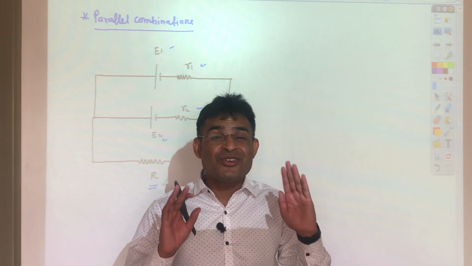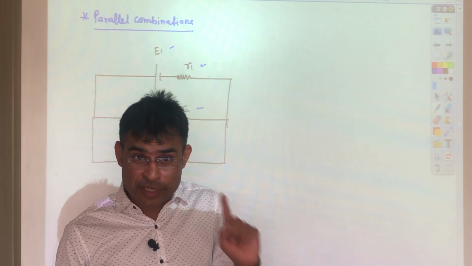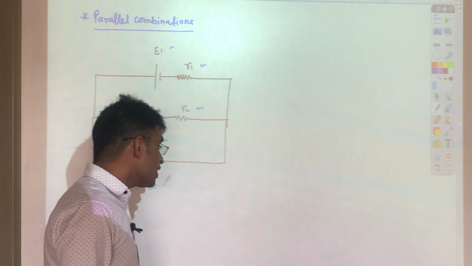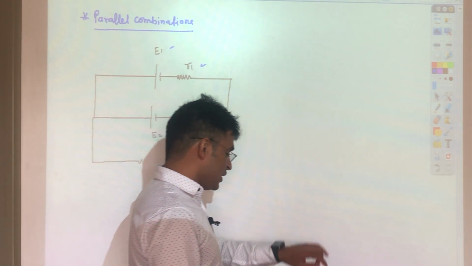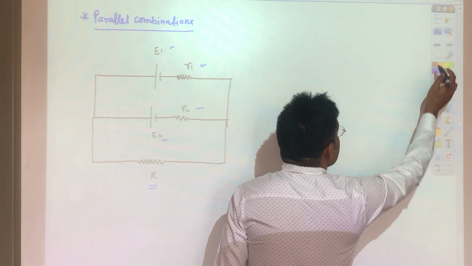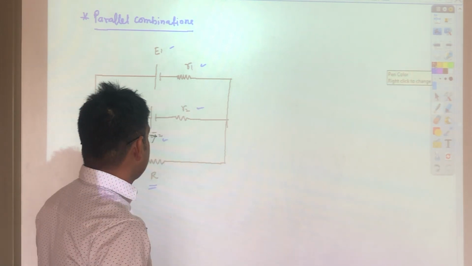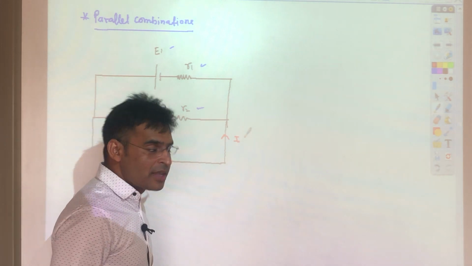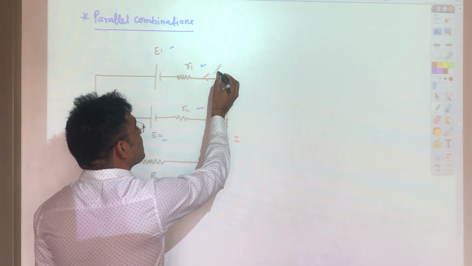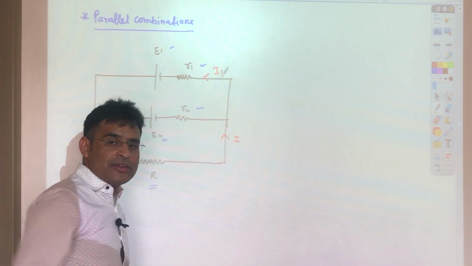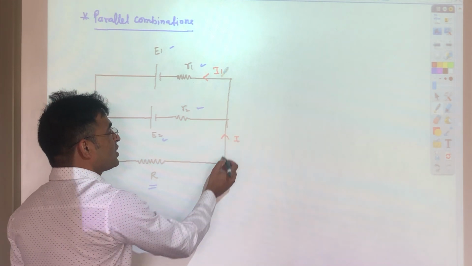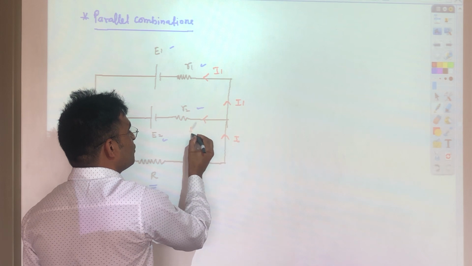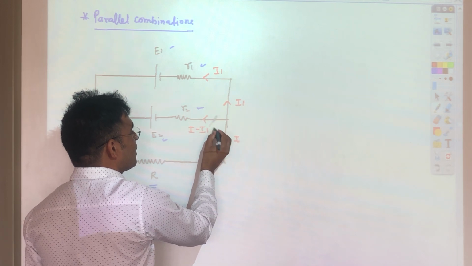So I want to find out net EMF, first point, second point I want to find out net resistance. So what I will do, I will apply Kirchhoff rule over here. If I apply Kirchhoff rule in this case, let us say this current is I, and this current is I1. So of course this current, using Kirchhoff rule, you can say is I minus I1.